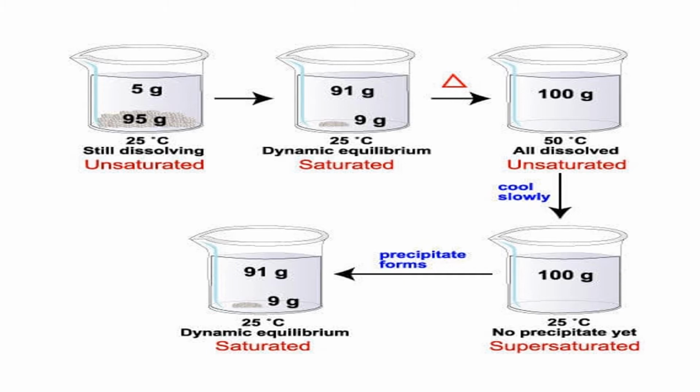After some time, when the precipitate forms, it again becomes a saturated solution. You can see in the last beaker, saturation has taken place again at 25 degrees Celsius, meaning 9 gram solute precipitates out. So I hope saturated, supersaturated and unsaturated solution is clear to all of you. From the last activity, we can also define a term called solubility.